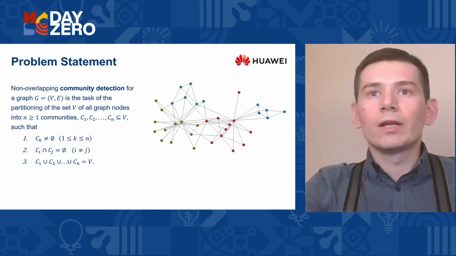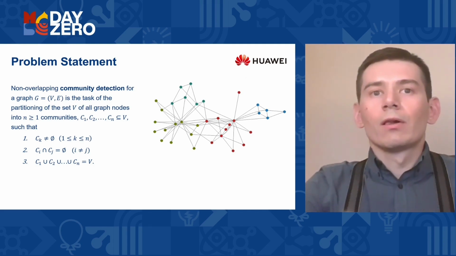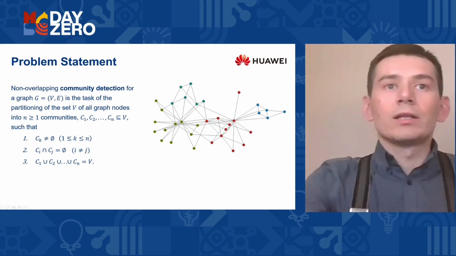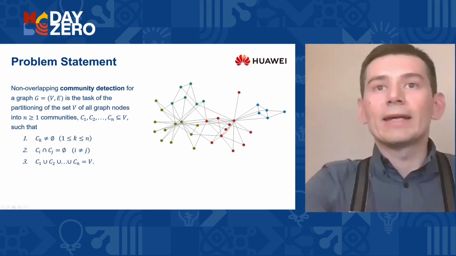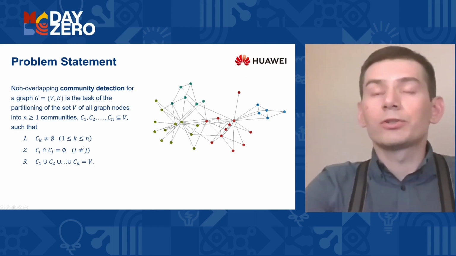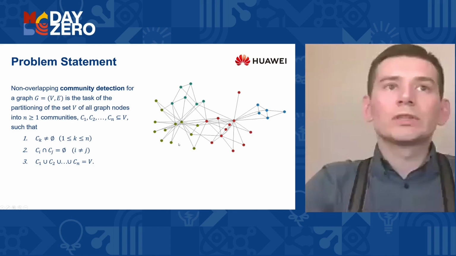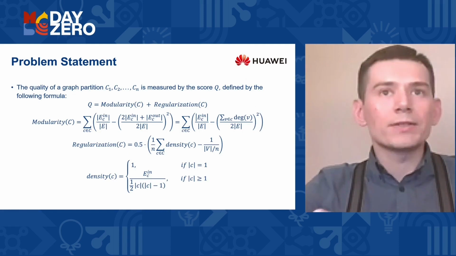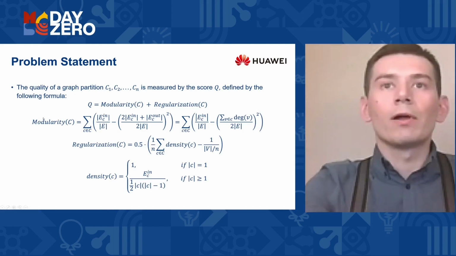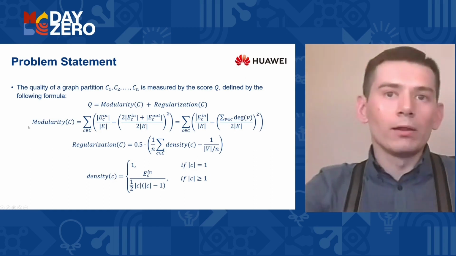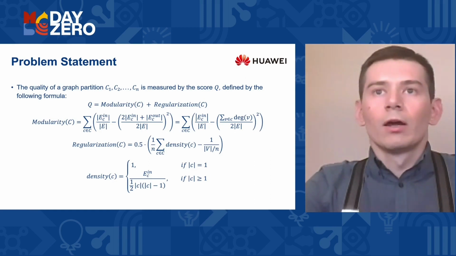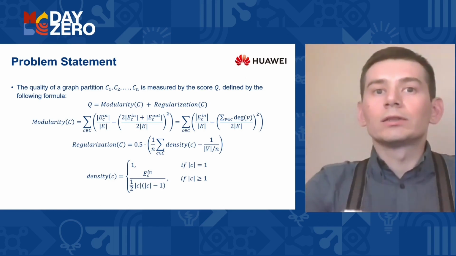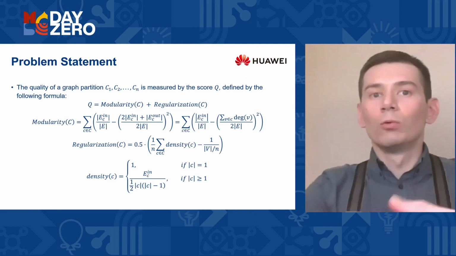We have a graph and we need to separate it into a set of communities, and they must not overlap. Every graph node must be colored by some color. So we have introduced a score which has two parts, the modularity part and the regularization part. The modularity is a well-known metric used in community detection, and it shows the degree to which the separation into community is good or not good.